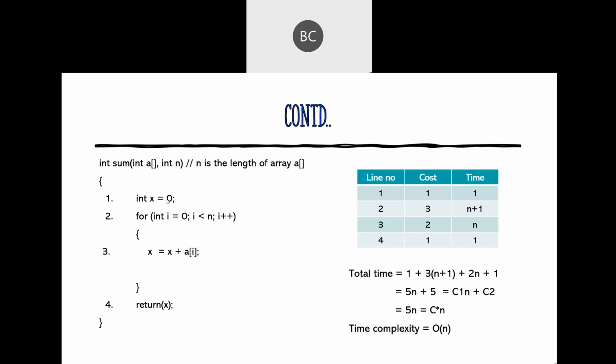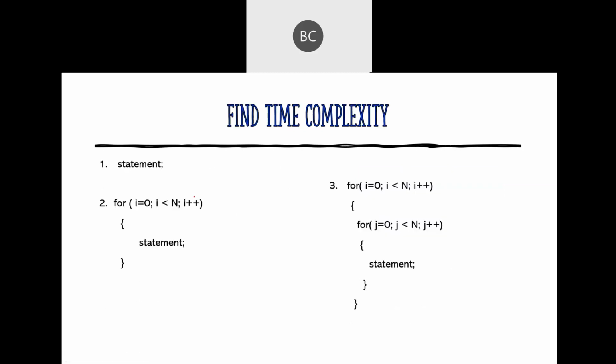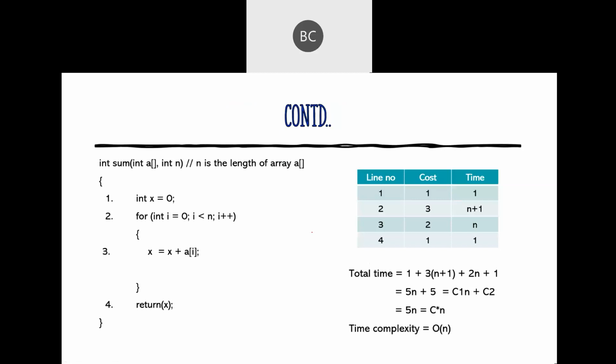In the first line, what's happening? You are assigning the value 0 to x. That means it's just single-value work. This line will execute only one time. You are initializing the value 0 to x, so the cost is 1 and it will execute only once. The assignment operation will take 1 unit of time. So it's 1.